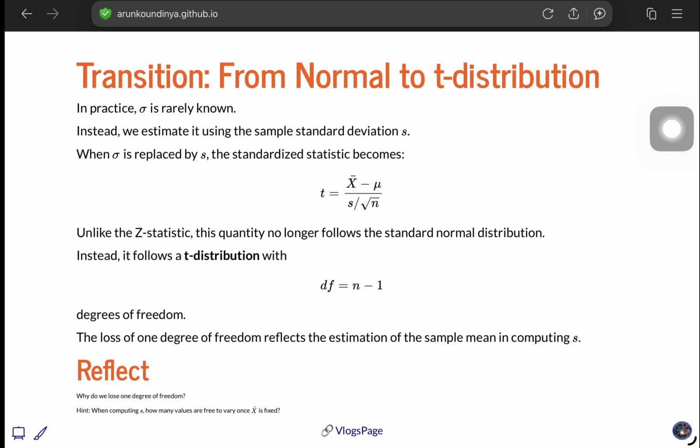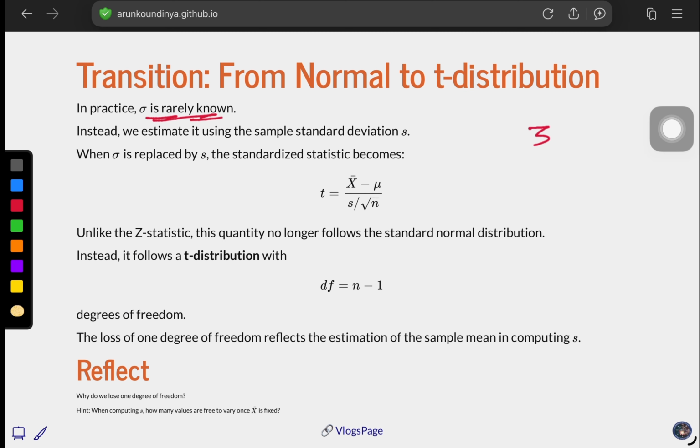So in practice, sigma is rarely known, which is the fundamental factor, right? We don't know about the population; we always take a sample. If the sample size is very small, that's where the T distribution kicks in. How do you define whether you have a sufficient sample? The rule of thumb is usually to take the number of samples as 30.